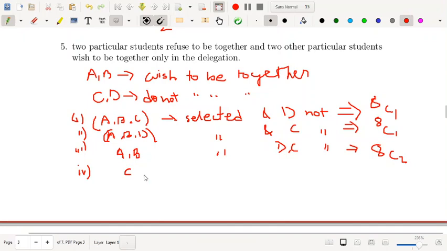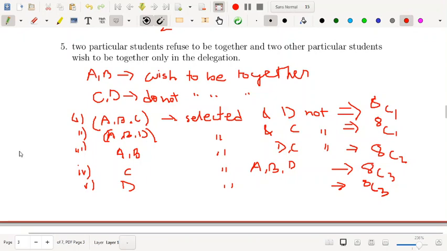Number 4, C only selected, so ABD is not selected. So in this case ABD not selected. So out of 8 you have to select 3, because only 1 delegate is included. Fifth one, D is selected. In this case also you have the option 8C3, similar to the previous one.